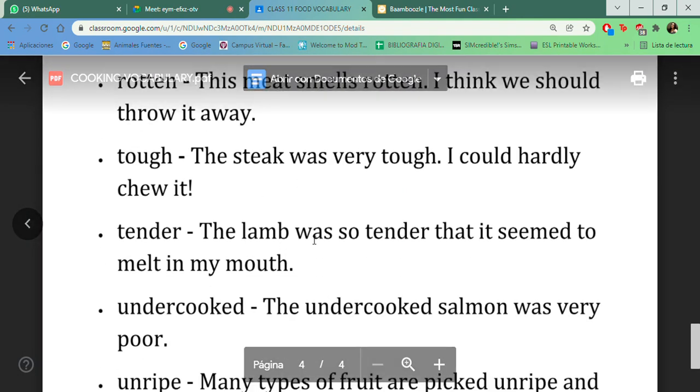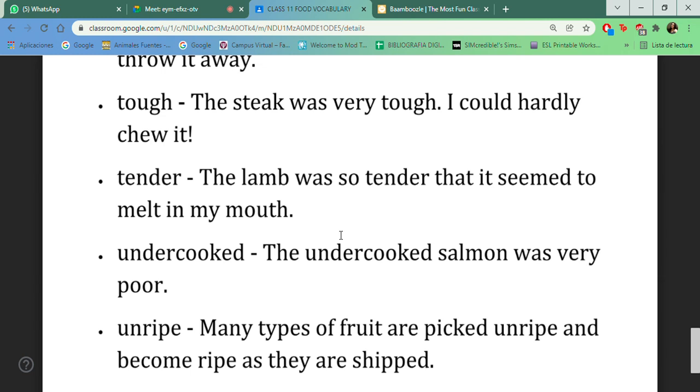Tender. The lamb was so tender and it seems to melt in my mouth. Okay. Lamb, we're going to practice the types of meat that we can see. Maybe you already know what the animal lamb is, but we are going to see that it's a kind of meat. Lamb. Undercooked salmon, for example.